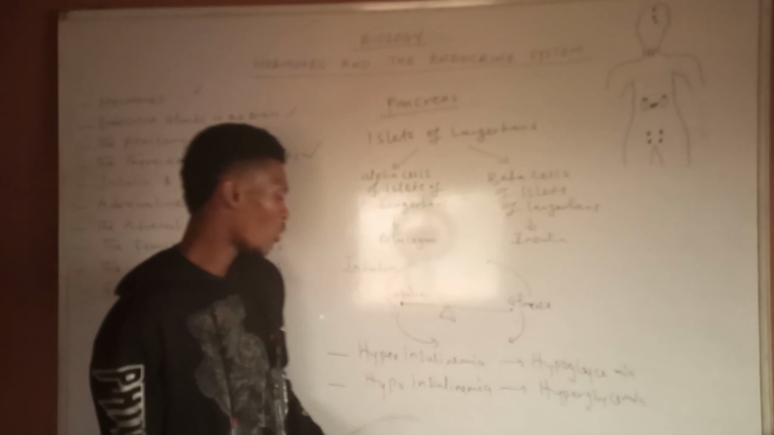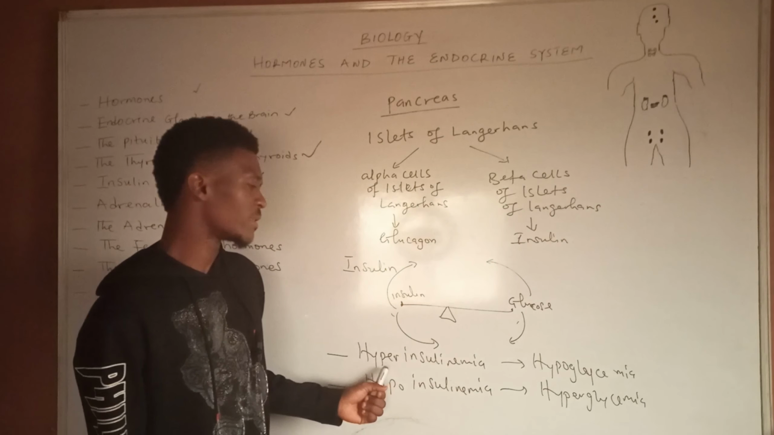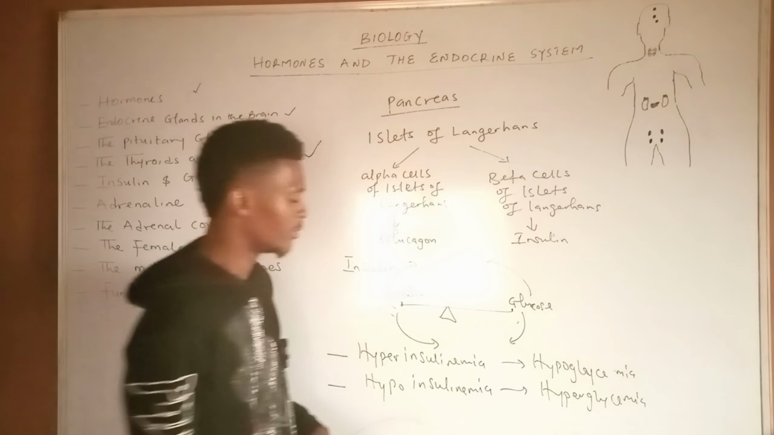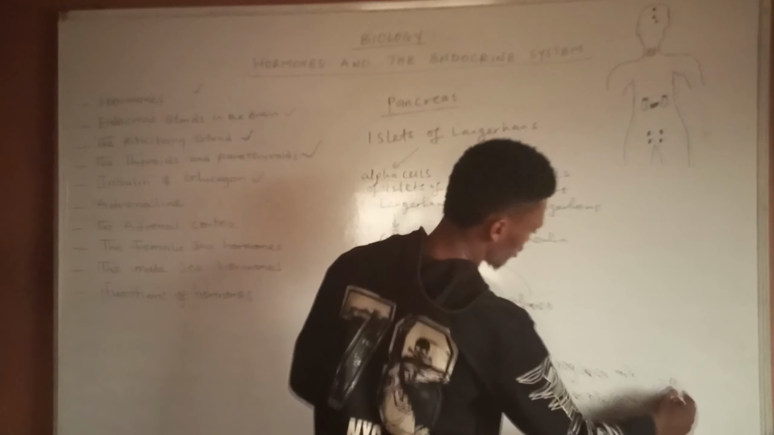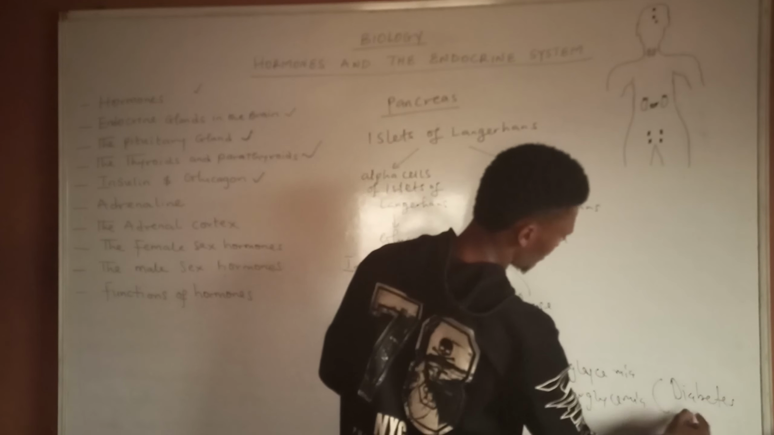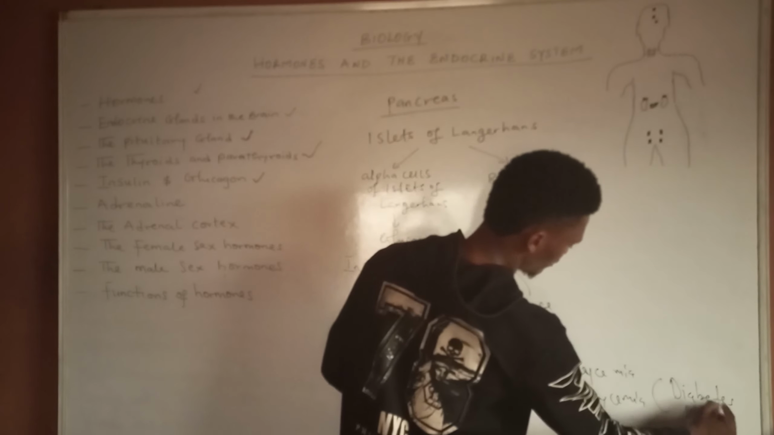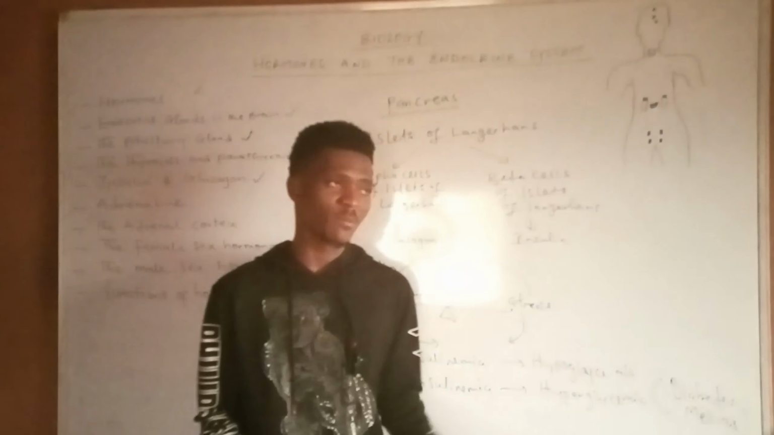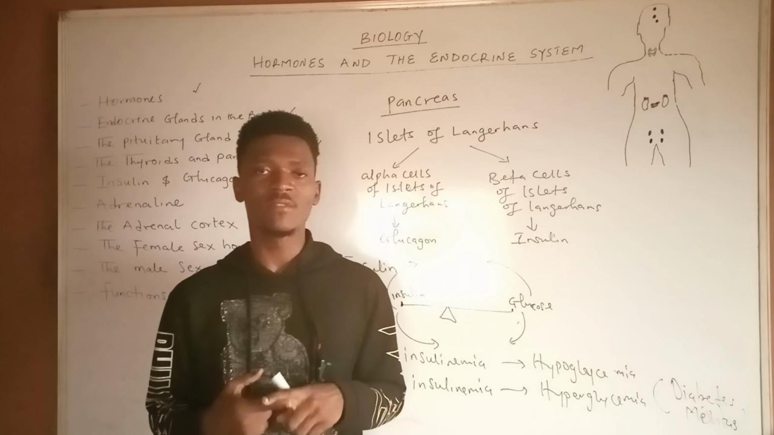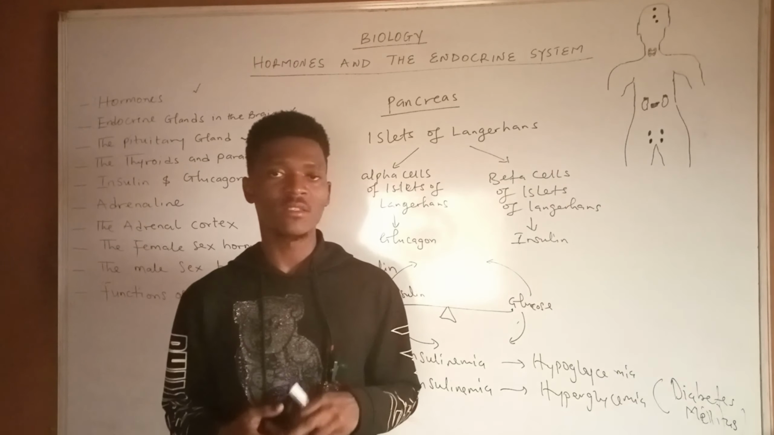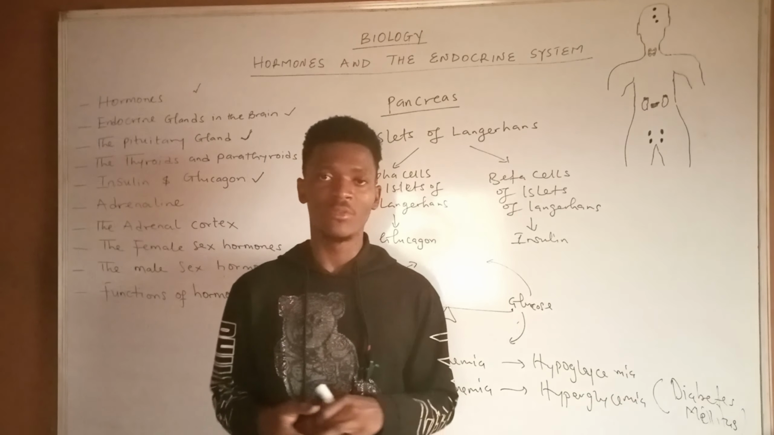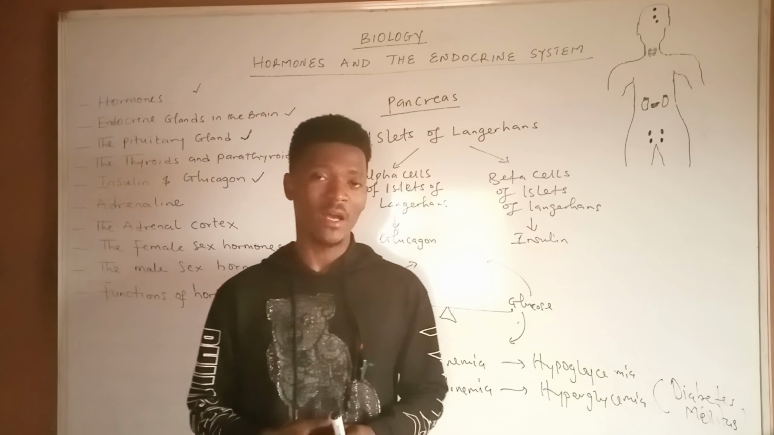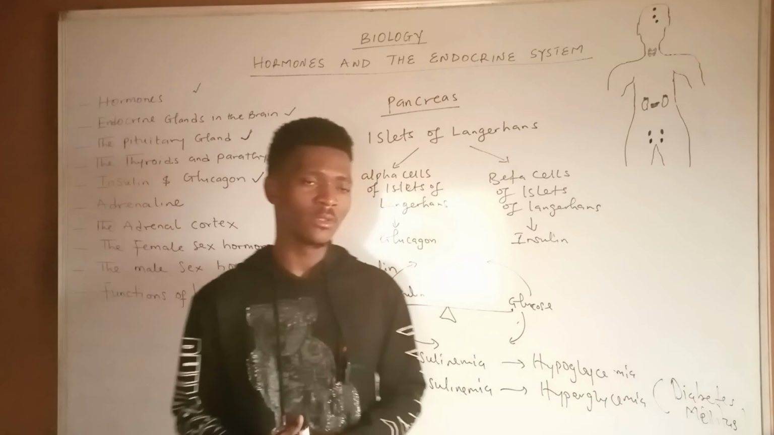Now what are the conditions that are associated with this hyperglycemia? Of course, when we say high blood glucose level, we are referring to the fact that the person will be suffering from a condition known as diabetes mellitus, DM for short. And what are the conditions associated with diabetes mellitus? One, there will be excessive thirst. Two, there will be excessive hunger. Three, there will be excessive urination. And four, there will be a very high blood pressure. Ultimately, if not properly checked, it can lead to death.